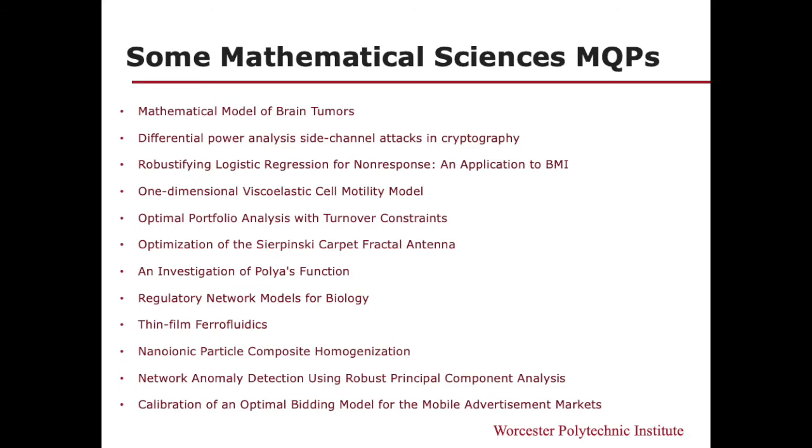Some examples of MQPs in recent years are listed here. You can see there is quite a variety of topics. So we have mathematical modeling of brain tumors, a topic in cryptography, a logistic regression project, cell motility. You see here a financial math project, a fractal antenna project. There are many different areas that you can work in.